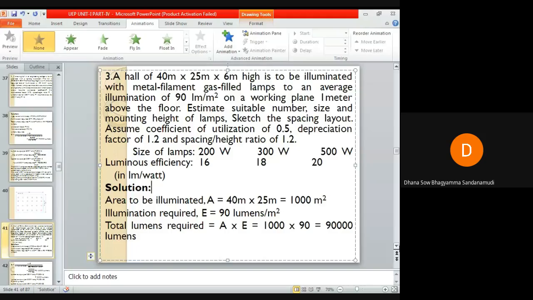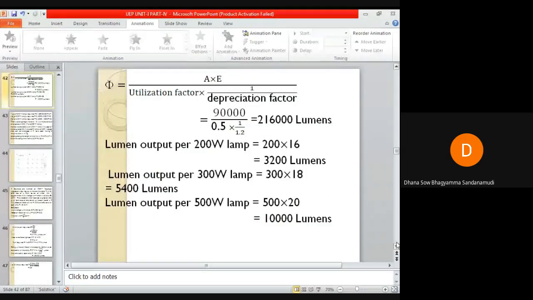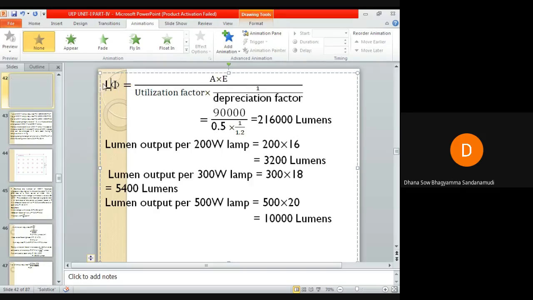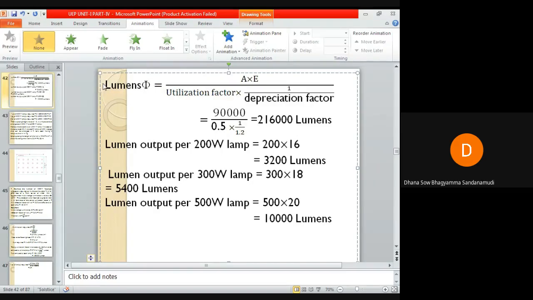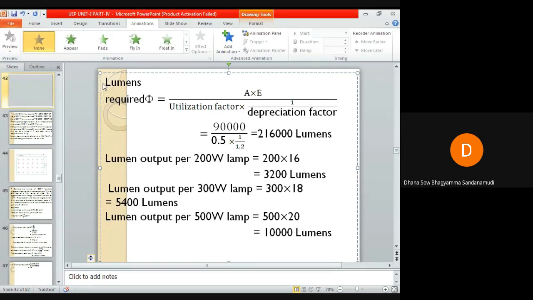Okay, so it's similar to your previous problem. So the lumens required is what? A into E by utilization factor into maintenance factor. Here the maintenance factor is not given in this problem. They have given depreciation factor, so 1 by depreciation factor you will write.